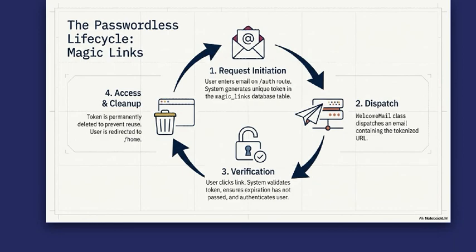Wait, what if someone's email is compromised? Doesn't the magic link just hand over the keys to the kingdom? I mean, we're talking about money here. Is low UX friction actually always better than high friction?